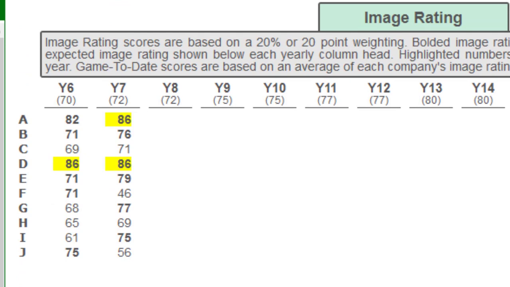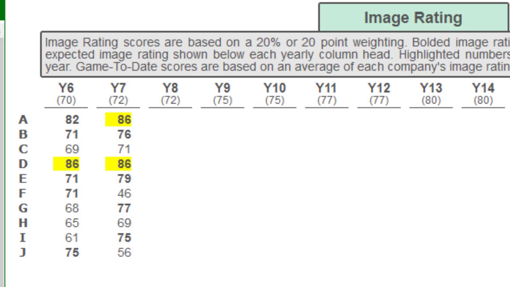Image rating, we have company A, B, D, E, and G, and I all meeting expectations. As you can see, A and D tied for the best in industry. Goes to show you, company I is not the best in image rating, but they won year 7. So I mentioned this before, you don't always have to be the best, and you don't always have to meet expectations to still have the best overall score.